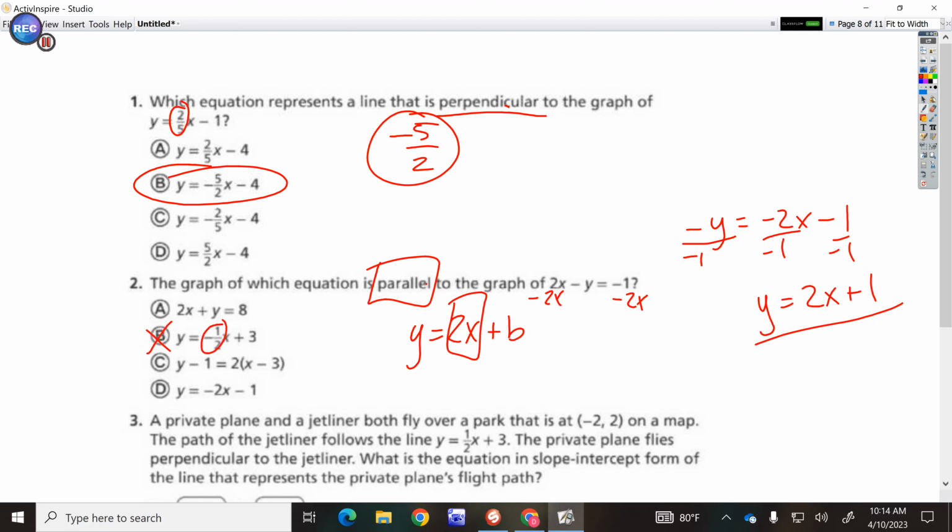No good. This one has -2 slope. No good. The first one is the y by itself. I'm going to have to do what to both sides? -2x, which means it's going to be negative. The only one that gives me a positive 2 will be this right here. 2 times x, positive 2x.